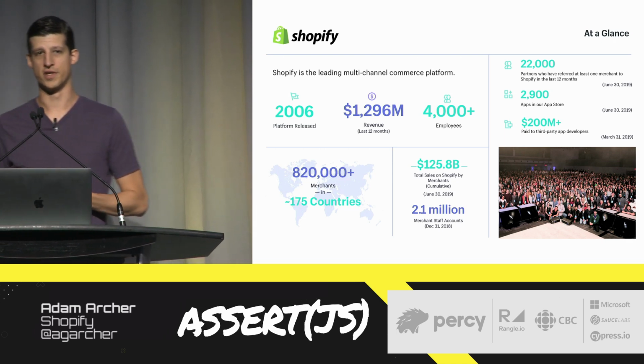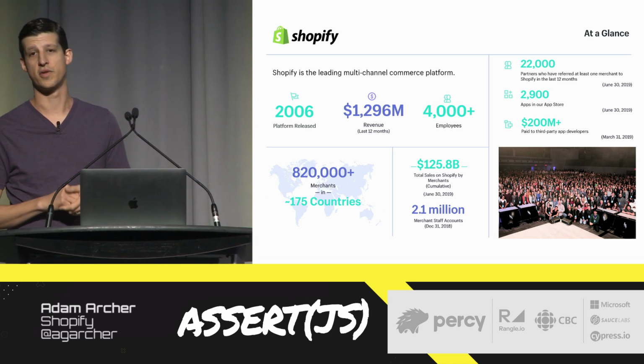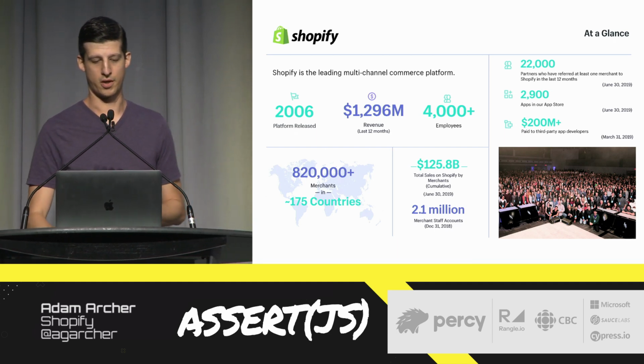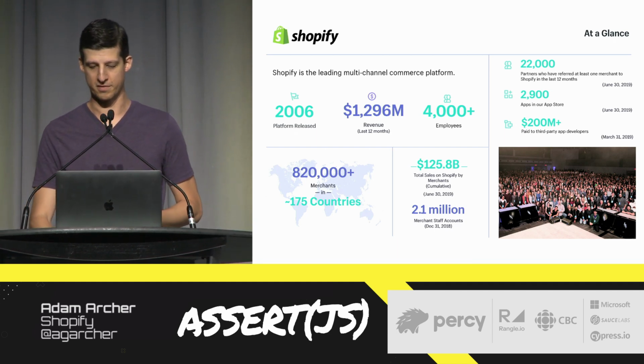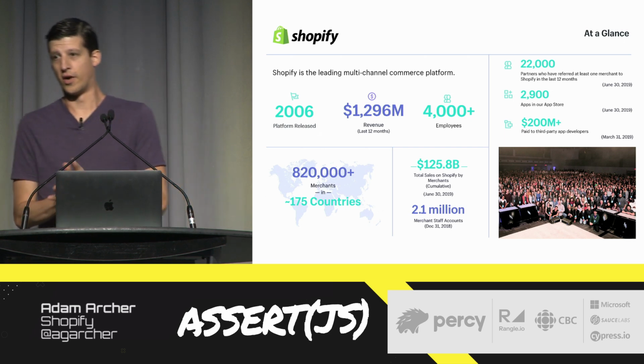Some numbers to note on the slide for relevance of scale: we're powering over 800,000 businesses. And to date, Shopify's processed $125 billion in cumulative sales. So the scale is large. All right, enough about that.